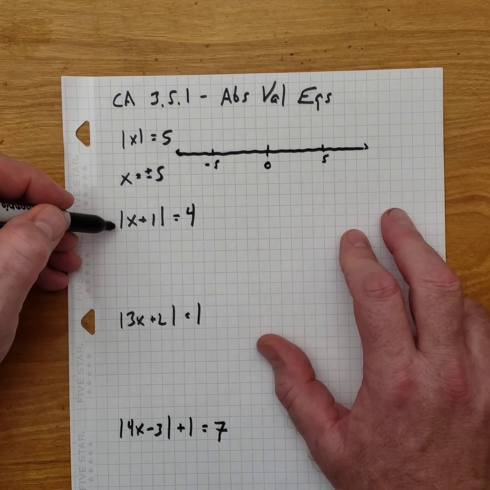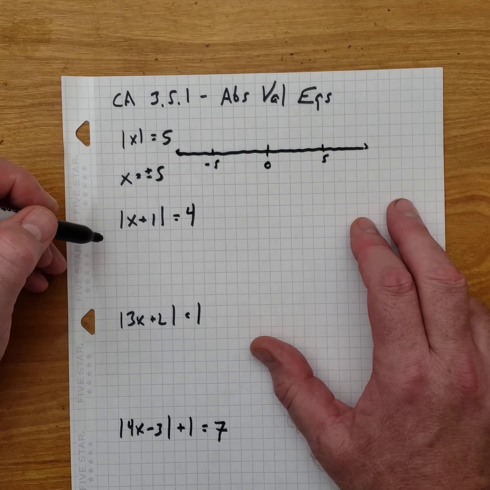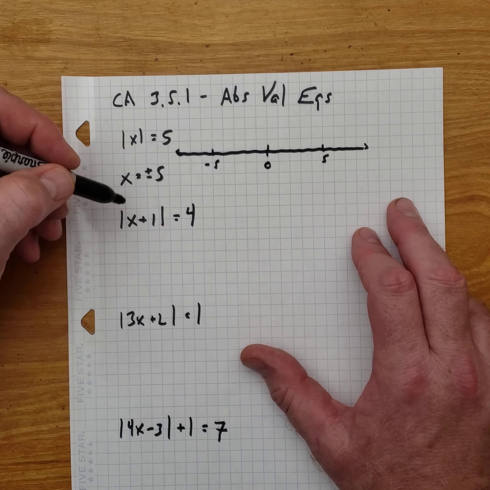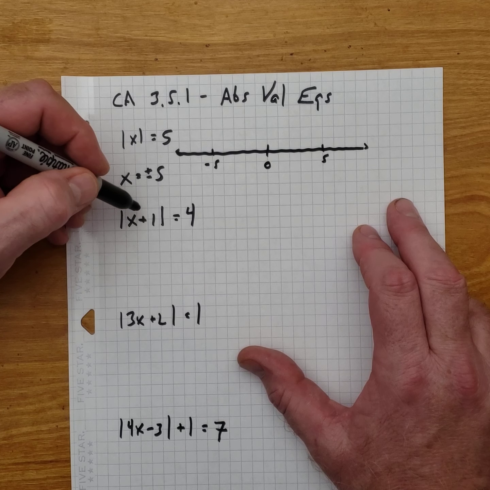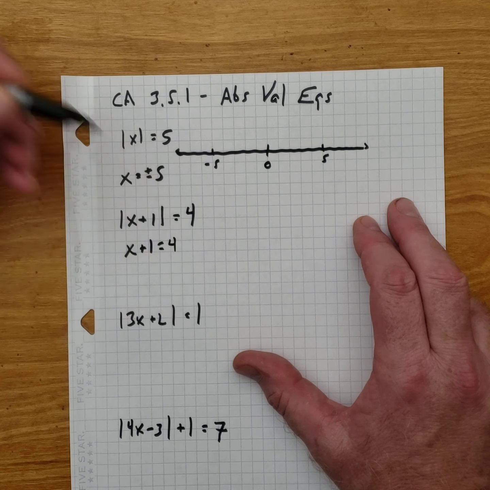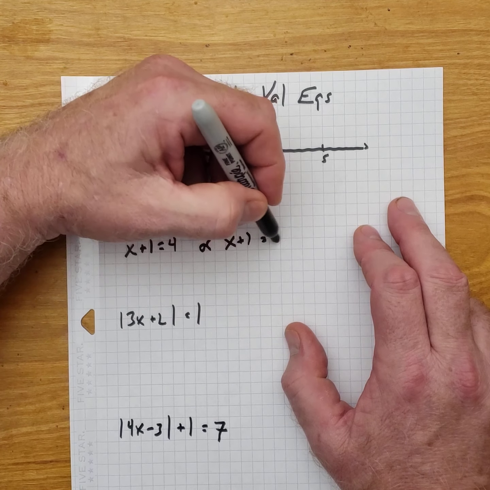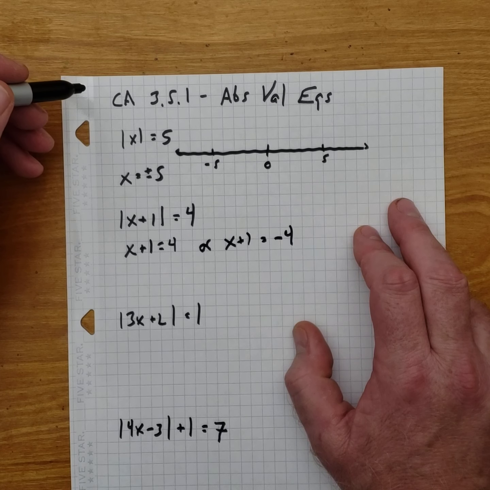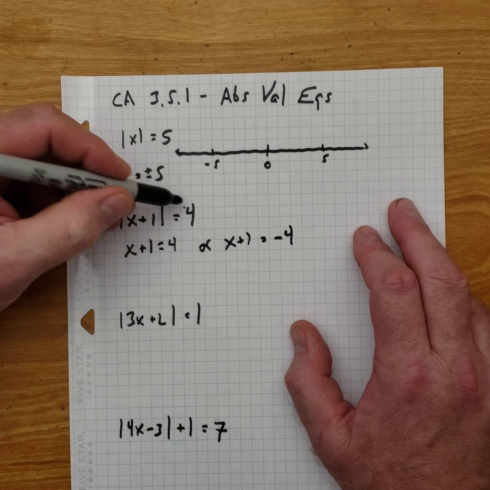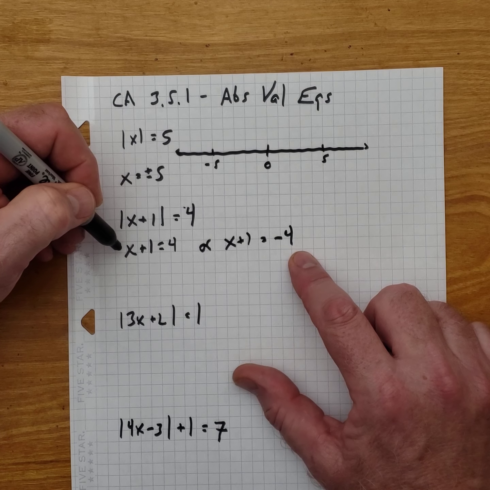Here we've got one that's a little more complicated: the absolute value of x plus 1 equals 4. Well, the absolute value of something is its distance from 0 on the number line. So in this case, x plus 1 is either going to be equal to 4 or x plus 1 is going to be equal to -4. Whatever's in the absolute value sign is going to be equal to the positive version of that or the negative version of that. And that gives us two little equations to solve.